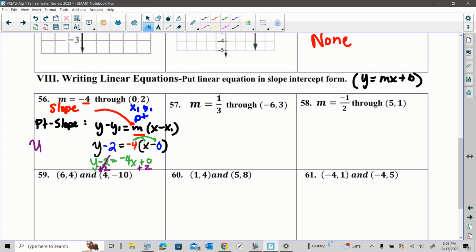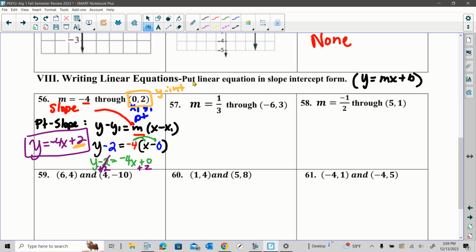So our equation in slope-intercept form is y equals -4x plus 2. So this is what I wanted to talk about. If you look, here is our y-intercept. Okay. And if you look at our point, this point was the y-intercept. There's some information that helps me see that.